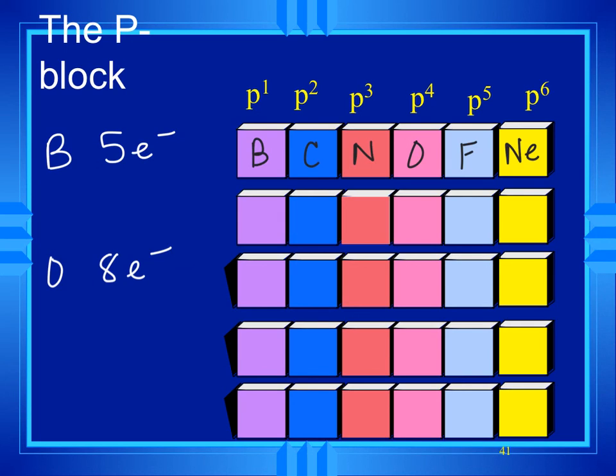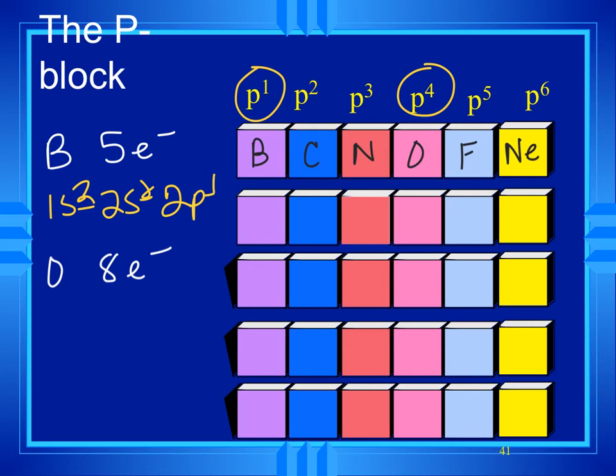Boron has 5 electrons, so the electron configuration for this one would be 1s2, 2s2, then 2p1. Notice we have the 5 electrons here for boron, and it ends in 2p1, just like we said it would. Now if we look at oxygen over here, let's see if it really does end in p4. So we'd have an electron configuration of 1s2, 2s2, there's 4 electrons, we need 4 more, so it'd be 2p4. So again, notice how oxygen is ending in p4, and it's in the p4 column.